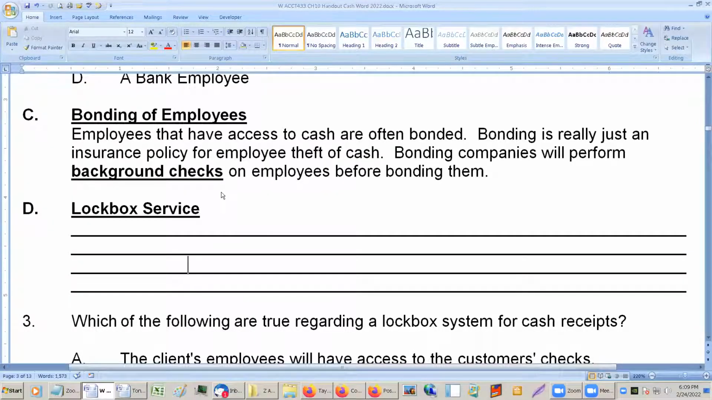So bonding of employees is simply an insurance policy. Now, the beauty of it is that the insurance company, the bonding companies, will do background checks on people before they bond them. It's for people that handle cash or have access to cash, so cashiers, people in the Treasury Department. It's an insurance policy specifically for theft of cash. If somebody steals merchandise, it has nothing to do with it.